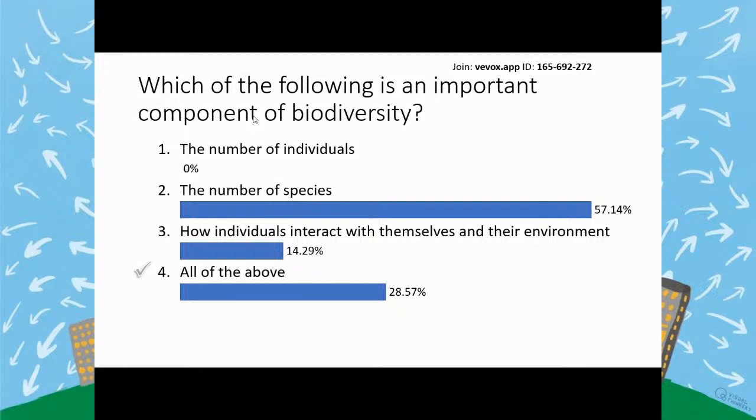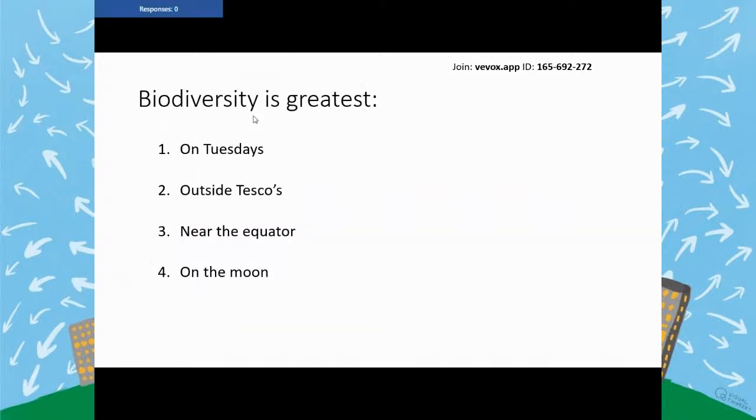So that's very interesting. With my medicine students, nearly all of them went with all of the above. And we talked to them about why they went with that, and they said, well, if all of the above is in there, then that is often the right answer, which I find it often is. But that's really interesting. So there you go. These things don't always work as you anticipate. Right, where is biodiversity greatest?